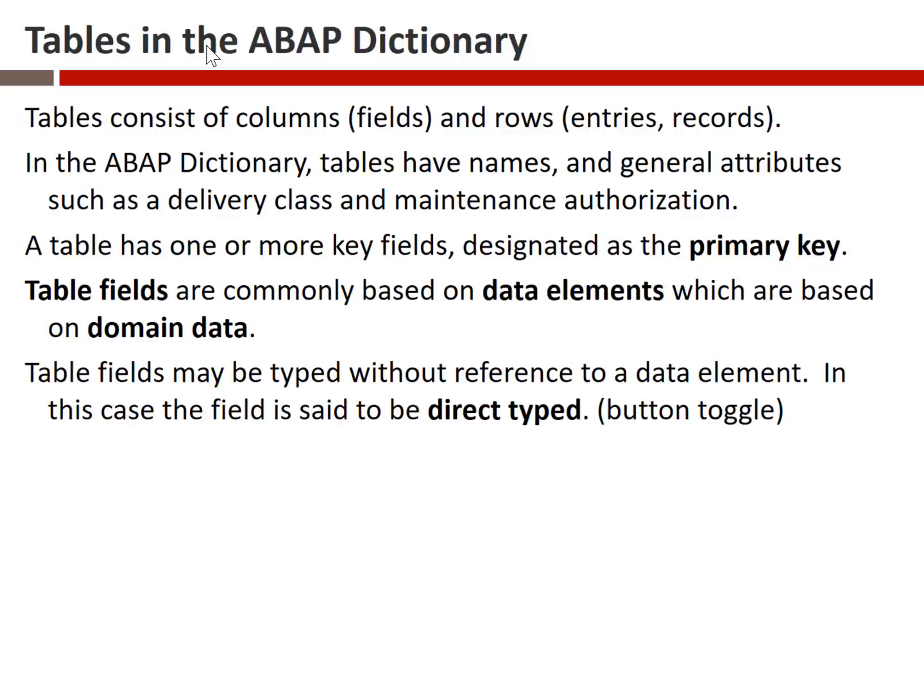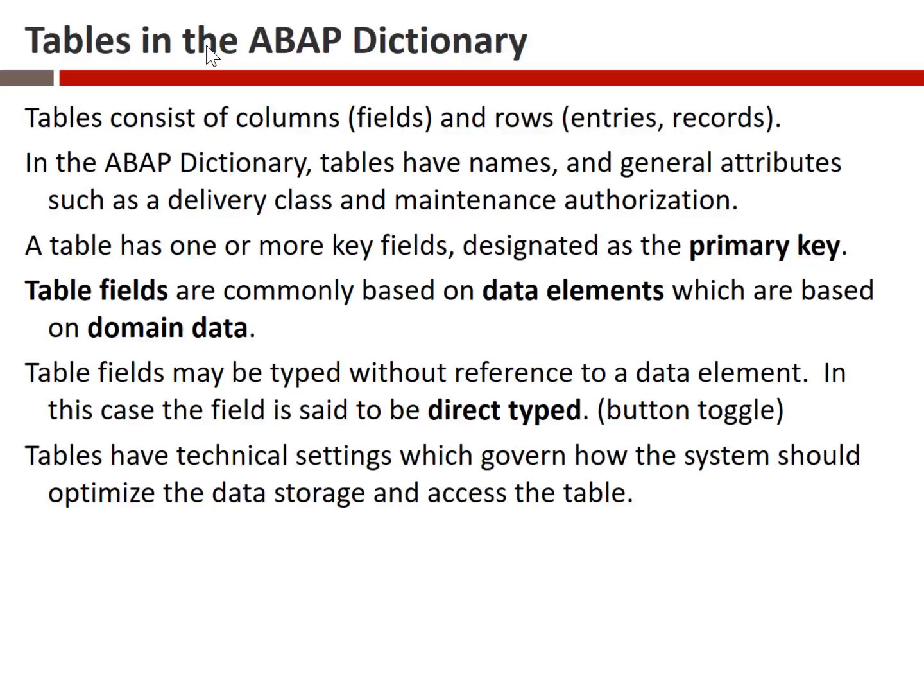We also have the opportunity to type table fields without reference to a data element. In this case, the field is said to be direct type, and I showed you this button toggle in a different context previously. So you could go in and say, I want a database table, and I want the type of this field to be character string 3 characters long, and that would be fine. Or you could say, I want this particular field to be this particular type, which we know is based on this particular domain. So you have liberty when defining a table to be as specific or as general as you want.